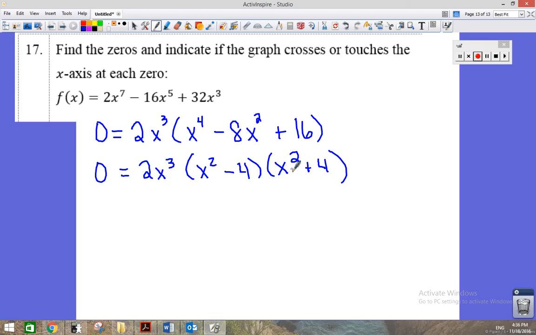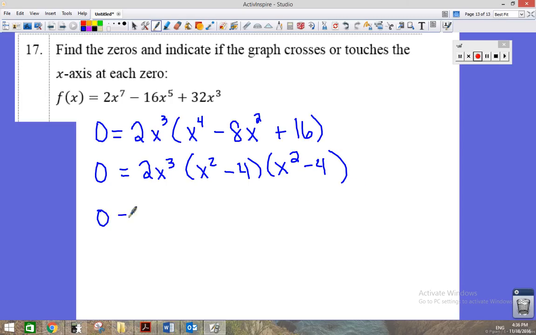X squared times x squared is x to the fourth. X squared times 4 is 4x squared. Oops. That should be negative. I'm glad I was walking through that. I wouldn't have noticed if I hadn't checked. Because negative times negative is positive 16. So x squared times a negative 4 gives me negative 4x squared. And then we have negative 4 times x squared for another negative 4x squared, for a total of negative 8x squared.